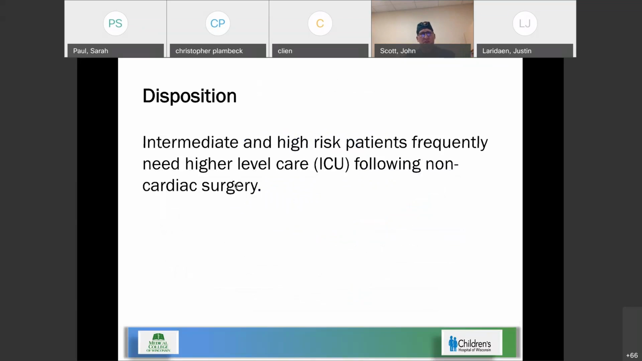In terms of disposition, for intermediate and high-risk patients, we generally have a low threshold for sending these patients to a high level of postoperative care, which tends to be our cardiac intensive care unit. And that is due both to the need for higher level monitoring, which may not be available in other settings, particularly some of the non-invasive monitoring, which we just discussed in terms of NIRS monitoring, but also nursing competencies and provider competencies.